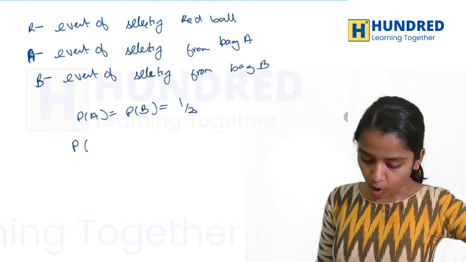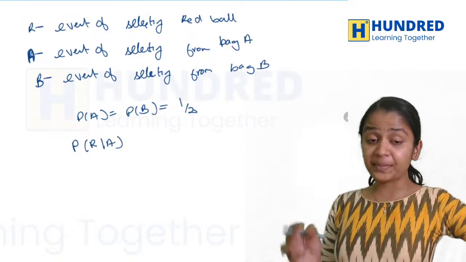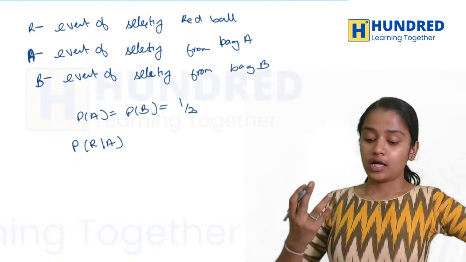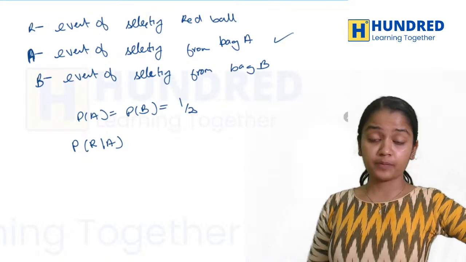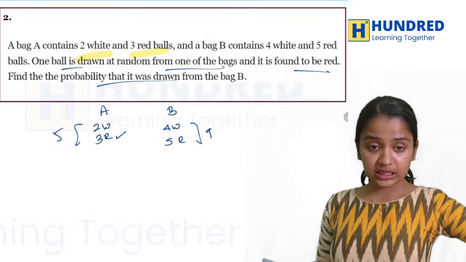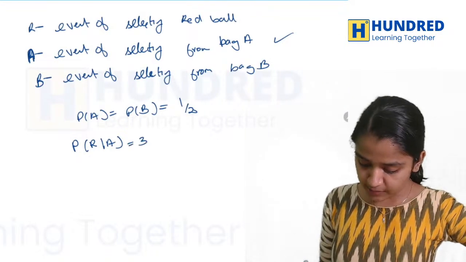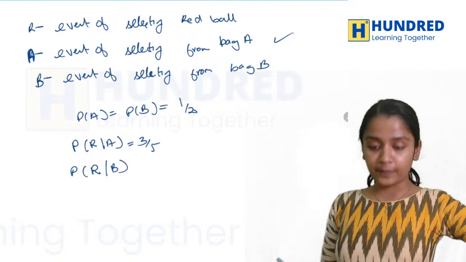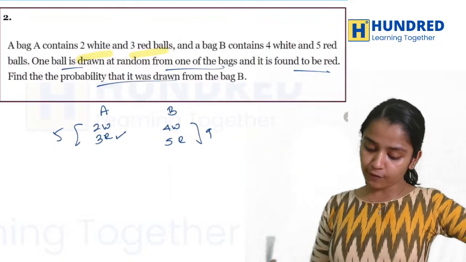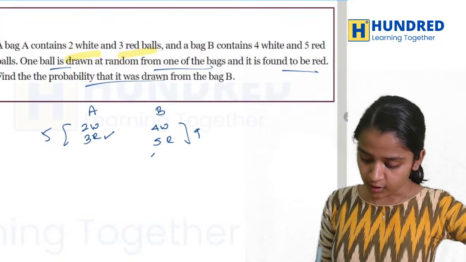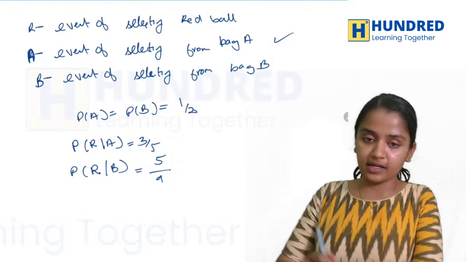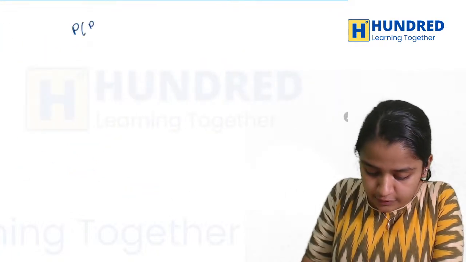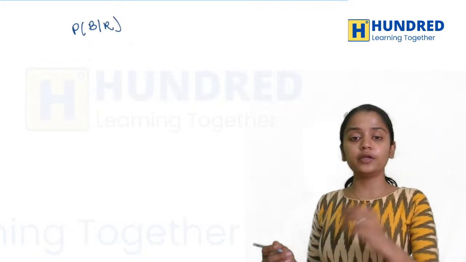P of R given A, the probability of selecting red given it is bag A. So in total, red is 3 out of 5, which is nothing but 3/5. Similarly, the probability of selecting a red ball from bag B. In bag B there are 9 in total. How many red balls can we take? I can take 5, right? So basically it comes to 5/9. Now what happens? Now the probability of selecting B, or like the probability of selecting black.